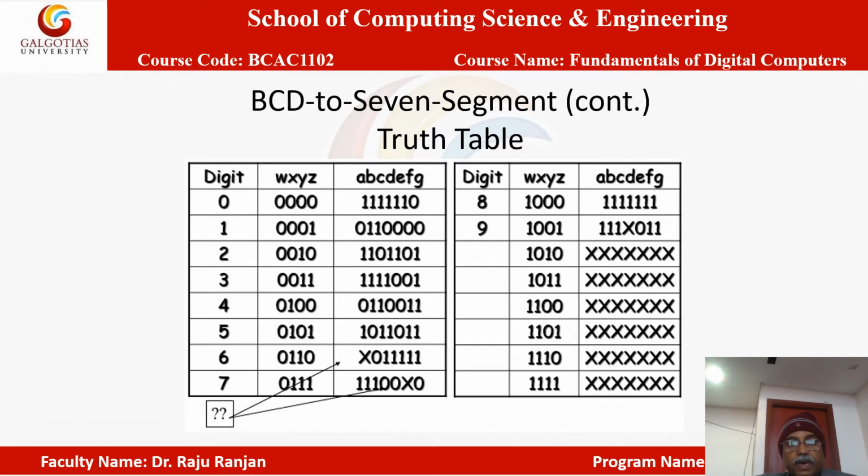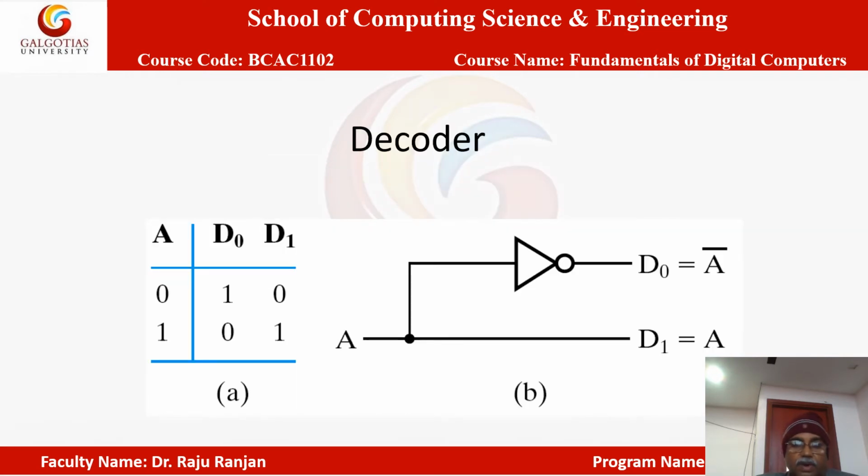Each of the decimal digits can be represented by this 7-segment LED display. Now let's see how the decoder works. Here is the diagram of a decoder, and on the left-hand side the truth table is there. A is the input to the decoder, and the outputs are D0 and D1. So it is a 1-bit input and 2-bit output.